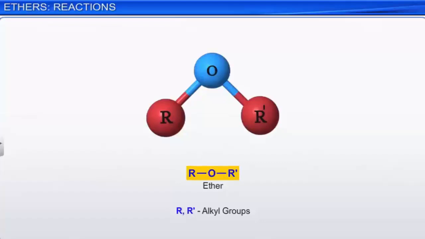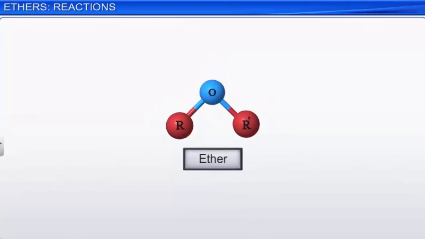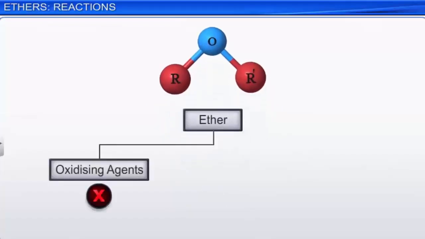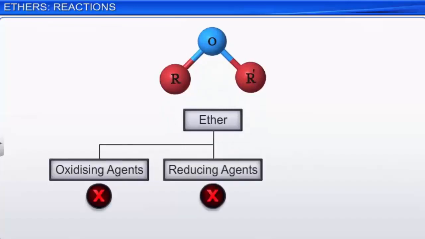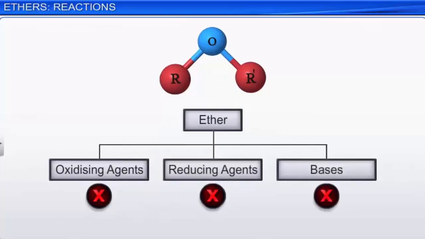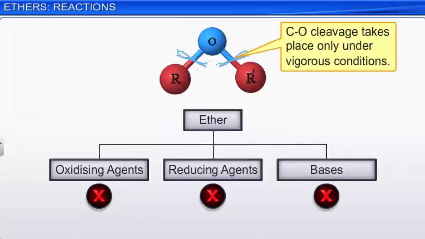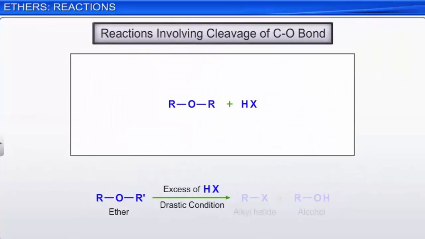Let us look at some important reactions of ethers. The ether linkage is quite stable towards oxidizing agents, reducing agents, and bases. The cleavage of the carbon-oxygen bond in ethers takes place only under vigorous conditions by acids. Hence, acid-catalyzed cleavage of ethers occurs only under drastic conditions. These reactions require an excess of hydrogen halides and heating.